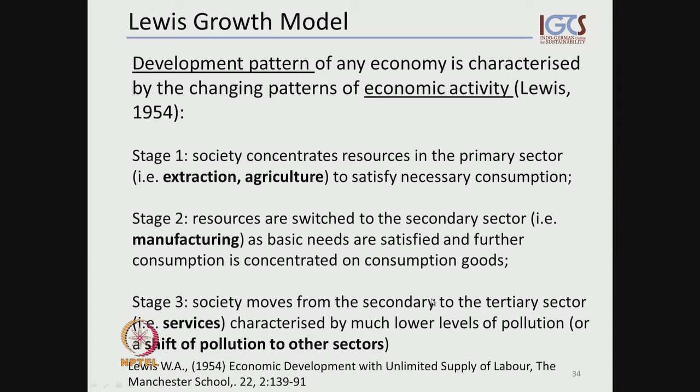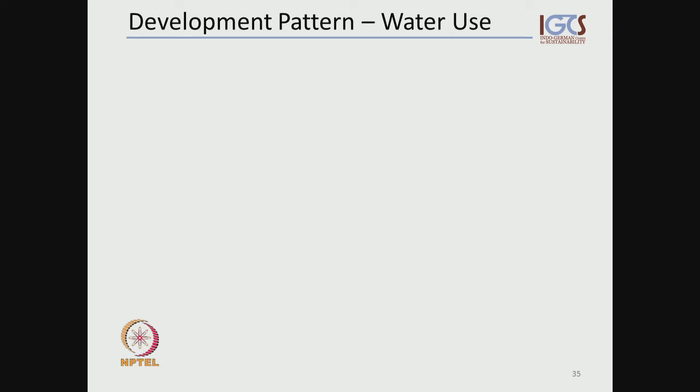And then we see in more developed civilizations or societies a move from secondary to tertiary sectors. And what is meant by tertiary sectors are services. Those are usually characterized by a much lower level of pollution. And well, this can take place by improving technologies again, or by simply shifting pollution to other sectors, or shifting pollution to other continents or other countries. So this is a very generic way, and we can look at that development pattern in water use also.